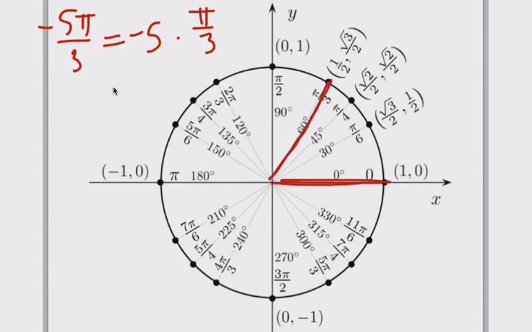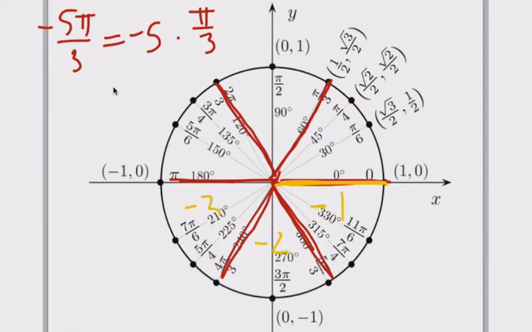So I could break my circle up into the thirds. So these things should all be the same size. And then I start right here, and I count backwards. So negative 1, negative 2, negative 3, negative 4, and negative 5. So it's this angle right here, which gives me an endpoint right there.